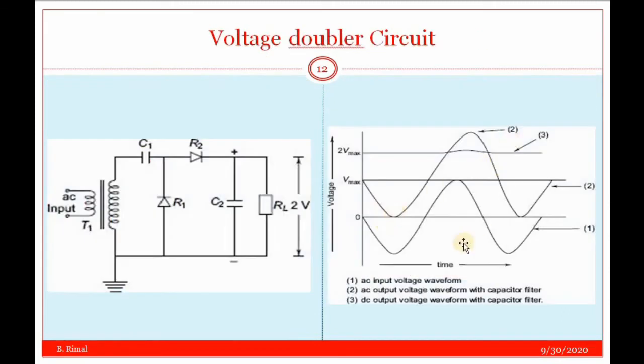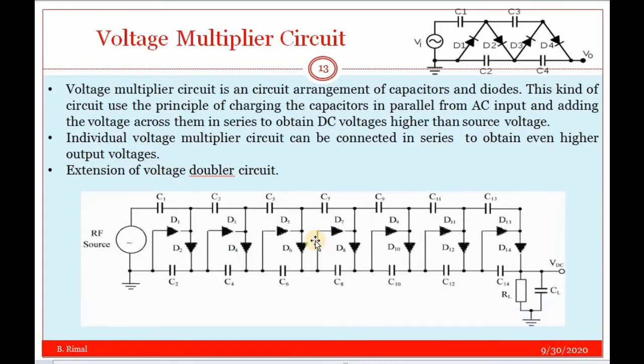Okay, you can see the waveform. The first one is the input voltage waveform, and the third one is the DC output voltage waveform with capacitor filter. And this is how the voltage doubler circuit works. Now, voltage multiplier circuit. In the voltage doubler circuit, we can make the output DC voltage double the input supply voltage.